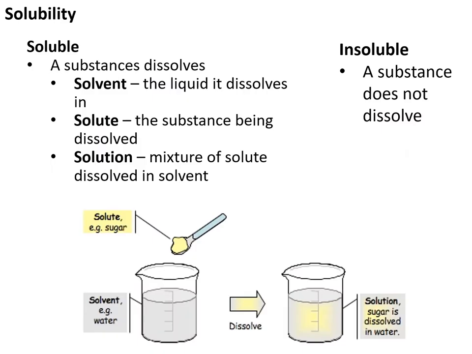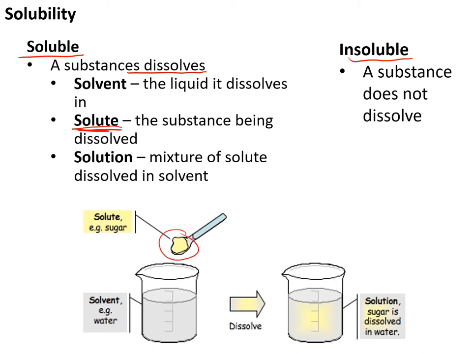Solubility. This describes whether something can dissolve or not. So a substance can be either soluble or insoluble. To say something is soluble means it dissolves, and when something dissolves, it means the particles spread out evenly throughout the liquid. So if we look at our sugar here, we call that a solute.